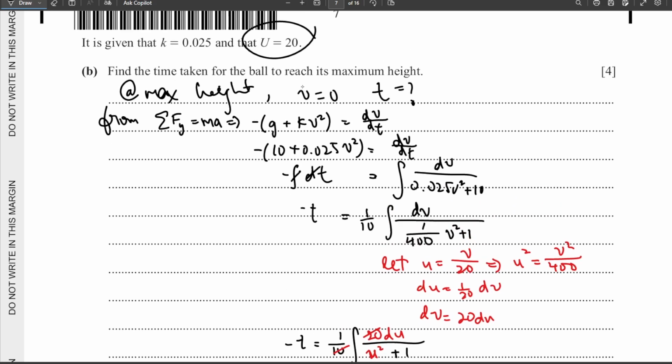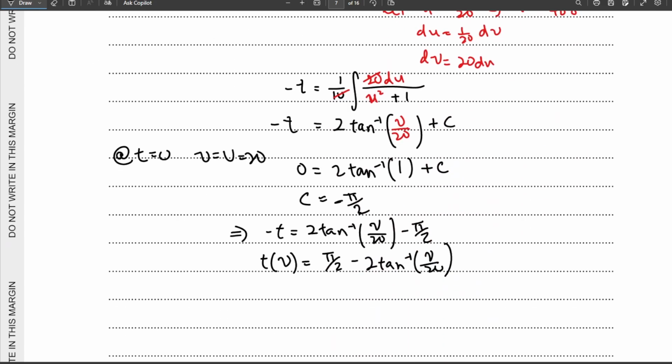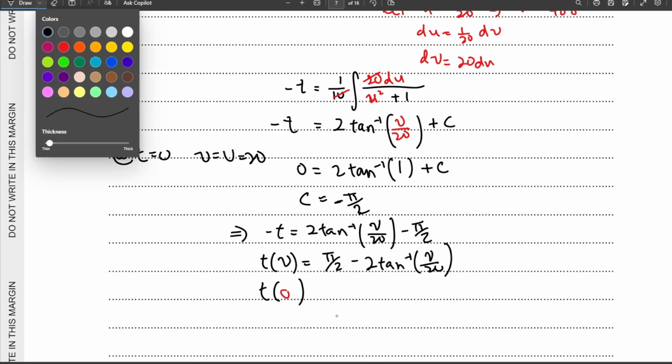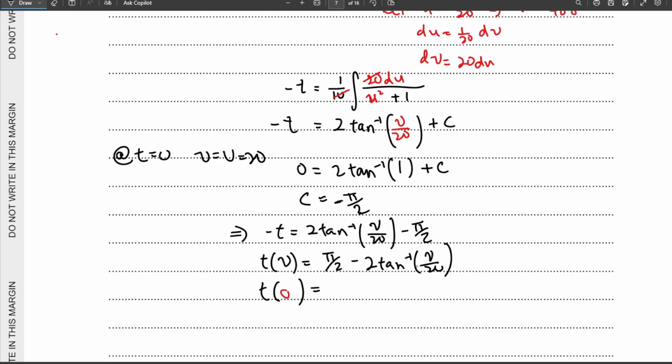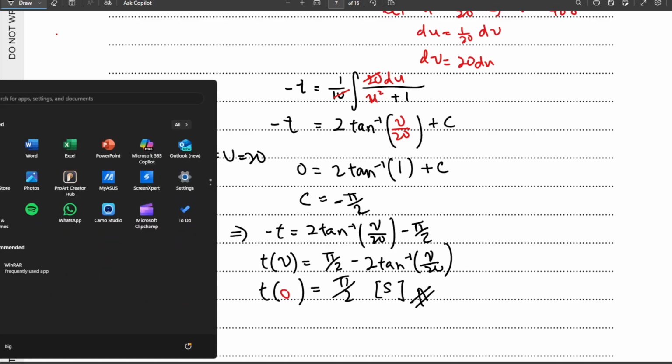We have t as a function of v, so we just need to sub in v equals 0. We've established at the maximum height, the velocity will instantaneously be 0. So tangent inverse of 0 is 0, because tangent 0 is 0, and we're just left with pi over 2 seconds. So the unit is seconds. That will be our final answer for this question.